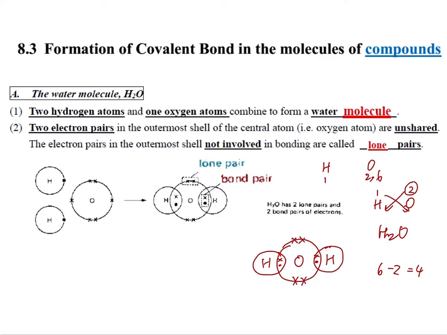So now you can check if it is already stable. How can we check? We check the outermost shell of each atom and see if it is stable enough. For oxygen, there are 1, 2, 3, 4, 5, 6, 7, 8 electrons. So octet here, 8 electrons. And then for hydrogen, 1, 2. So 2 electrons here, so it is stable. Okay, so we finished this electron diagram.